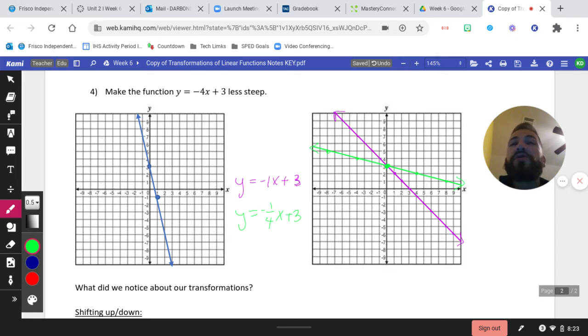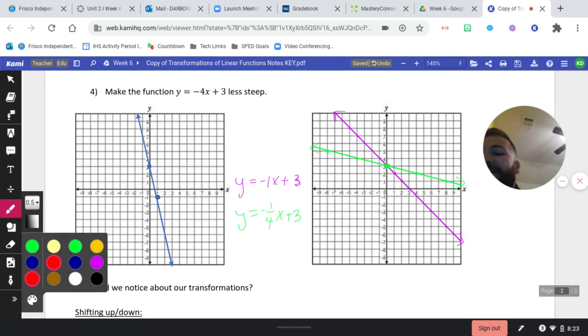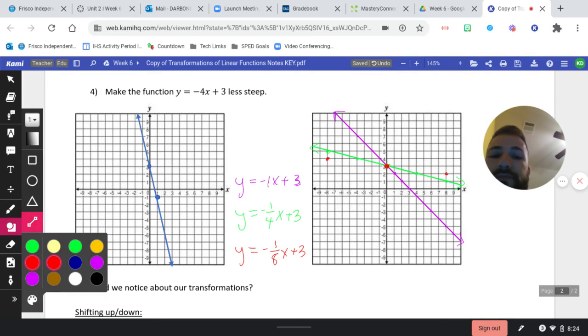So I'm getting closer to 0 without actually equaling 0 or switching over and becoming a positive slope. If I wanted to go even less steep, I could do y is equal to negative 1 over 8x plus 3. That would still be a y-intercept of 3, down 1 to the right by 8, up 1 to the left by 8. And as you can see, we get even less steep.